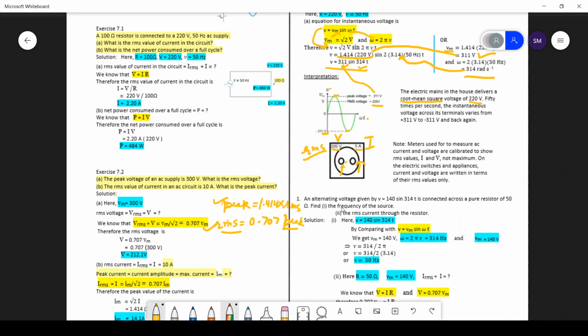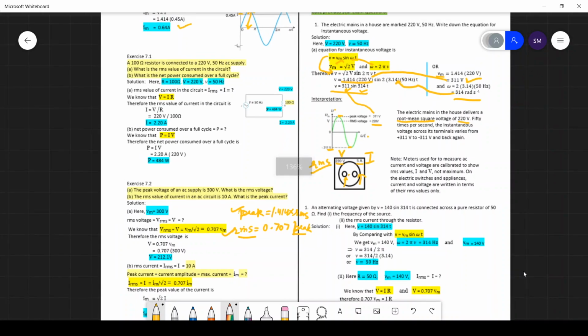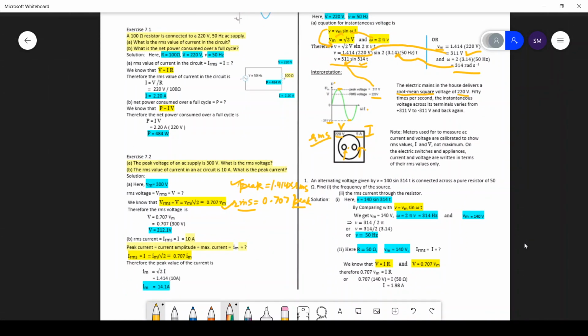What we need to find here: we have a pure resistor of 50 ohm, and we must find the frequency of the source. We have this equation given to us, so we will compare it with the standard equation. From this equation Vm is 140 and omega is 314. So 314 is omega, so obviously 50 hertz. In the previous question we put 50 hertz and got 314, so here it is the reverse of that. Next part.